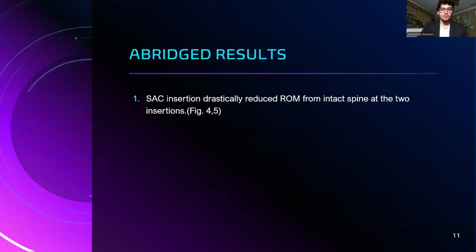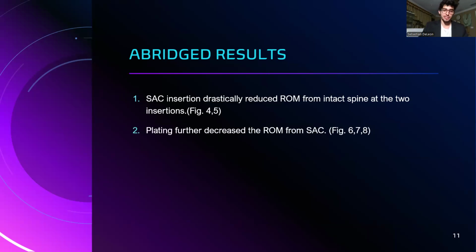My apologies. So I'm going to be covering the abridged results. The SAC insertion drastically reduced the range of motion from the intact spine at the two insertions. This was expected by the hypothesis. This is seen and evidenced by figures 4 and 5 in the results section.